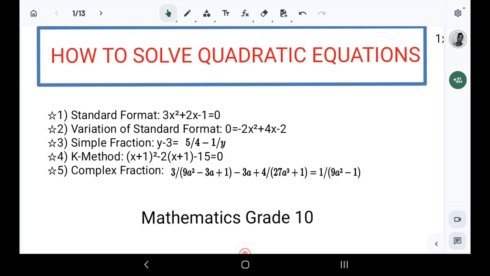The fourth method we're going to look at is when you're dealing with quadratic equations that come in a complicated manner, where we've got another expression embedded in your main quadratic equation. And we're going to use the K method to solve that, and I'll show you how the K method works. Lastly, we're going to look at quadratic equations that come in a complex fraction, where you've got your denominator as another algebraic expression, which requires you to first factorize in order to solve the equation. We have a lot to cover, so let's start.